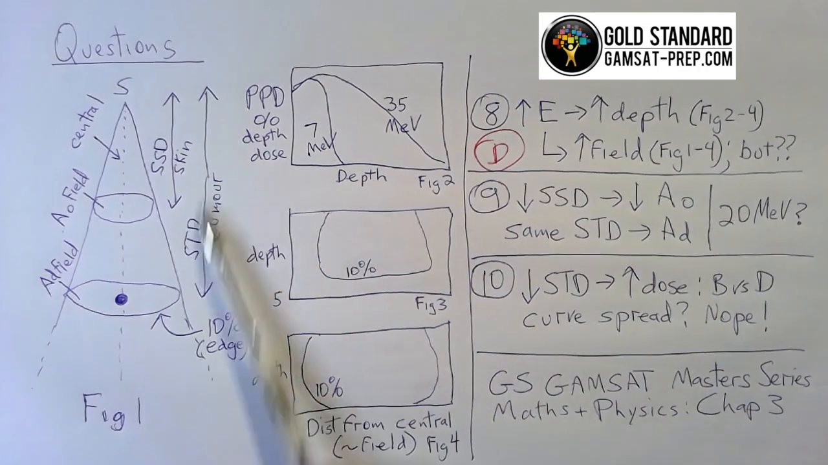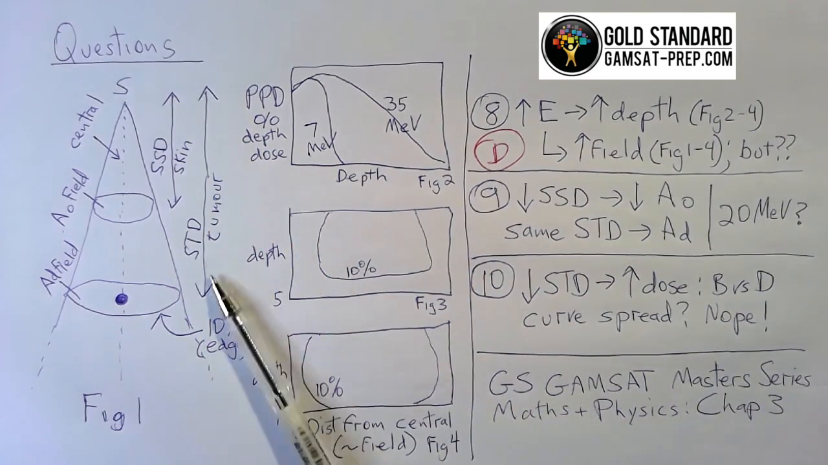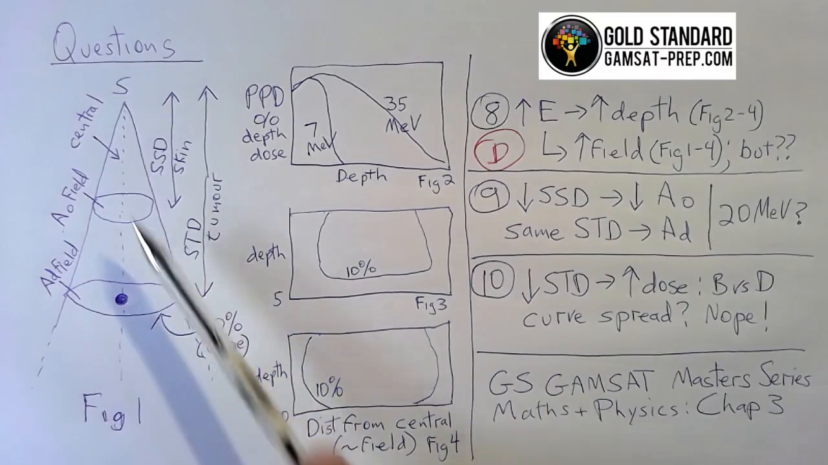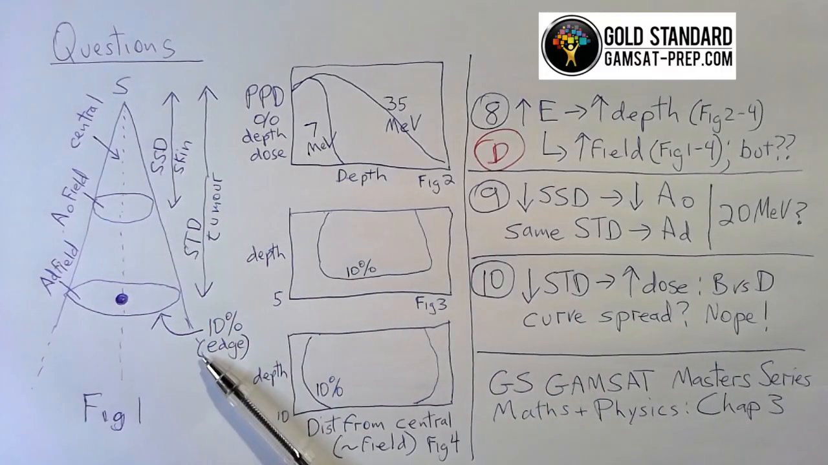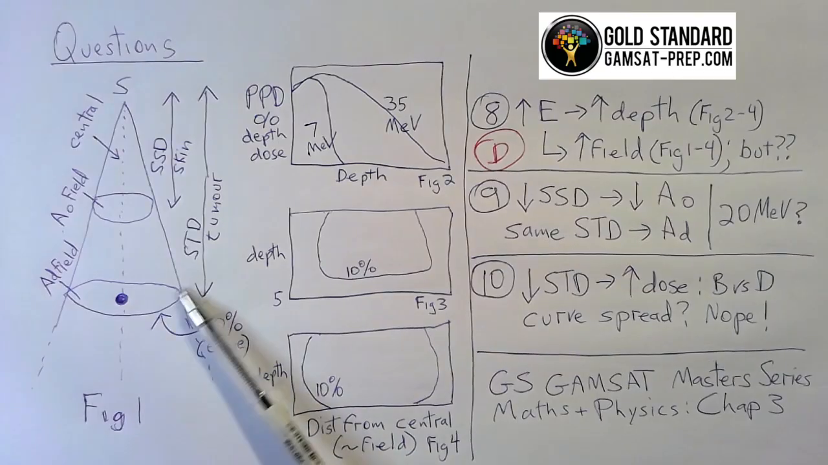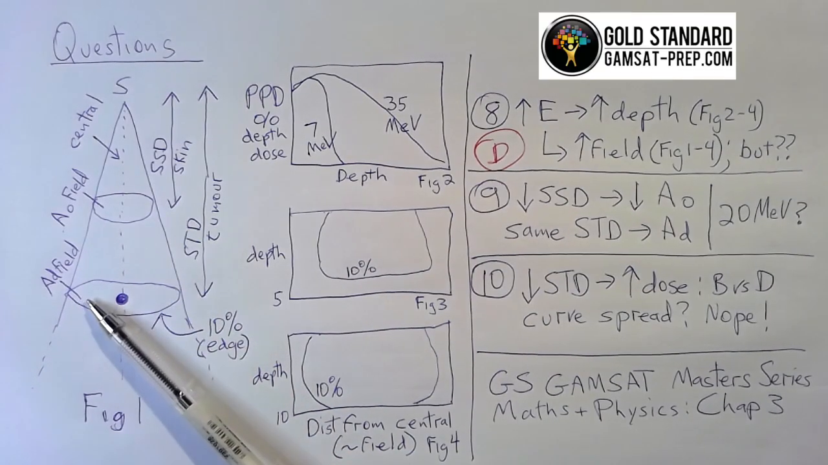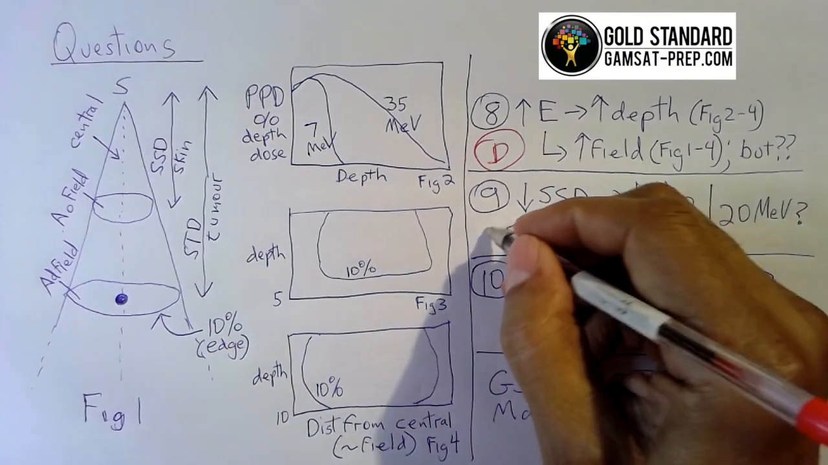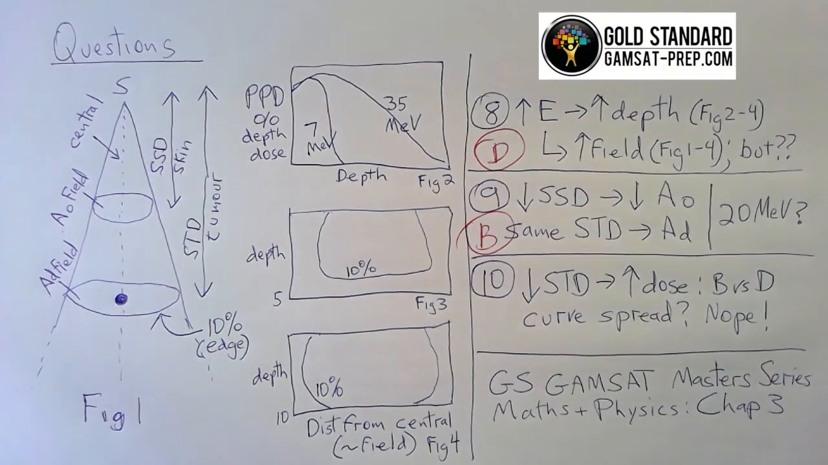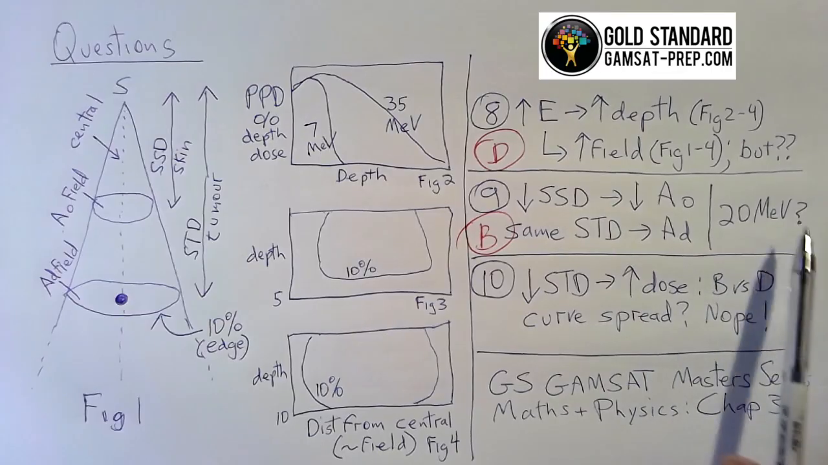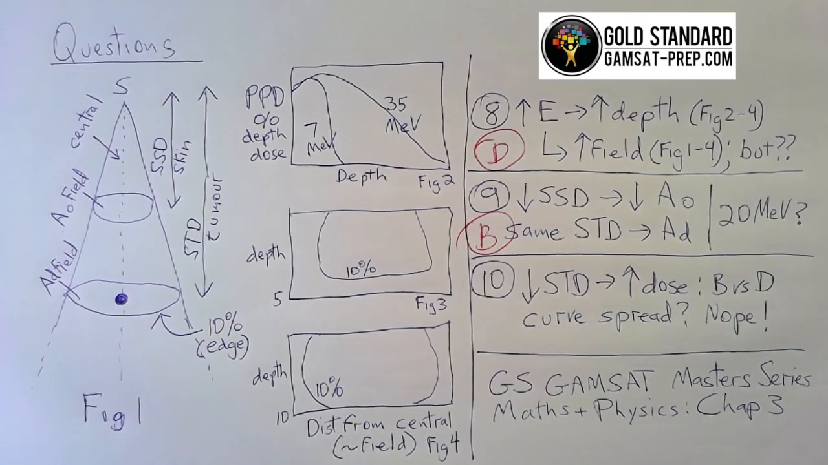Now, if the STD remains the same, the distance to the tumor, and the shape of the cone is unchanged, therefore the AD field must remain the same. And so the answer is B. And clearly, the amount of energy that's being used is a distractor. It would not have mattered if it was 7 mega electron volts or 35 mega electron volts. The answer would be the same.